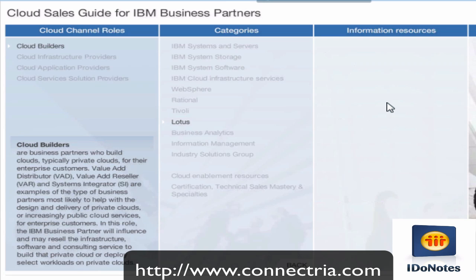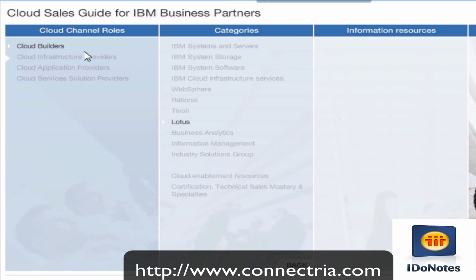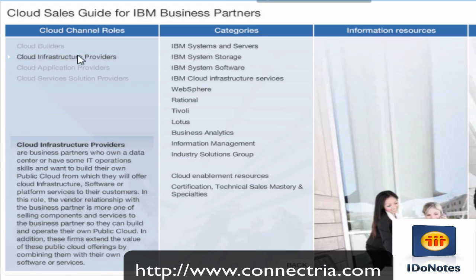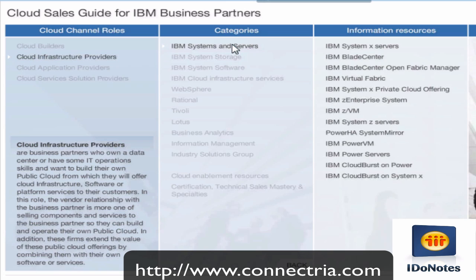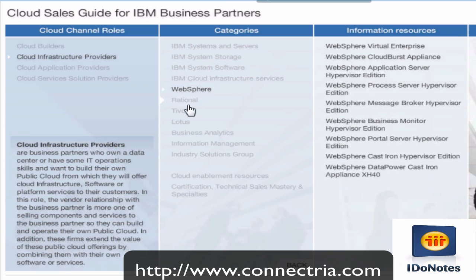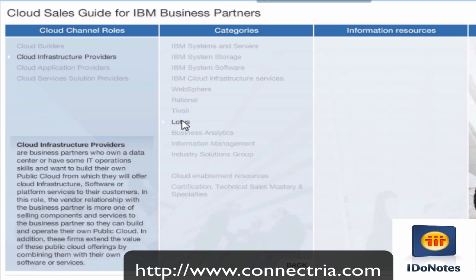So I said, okay, not a problem. There are some other resources below. What if I'm an infrastructure provider, a partner who owns a data center, which is us, and we want to build our own public cloud, which we've done for years. Same thing again. There are servers that are there. There's no storage or software, but there is infrastructure services, WebSphere, Rational, Tivoli again. Lotus is empty again as an infrastructure provider because the hosting code that's available for Lotus Live isn't a partner-based code, it's a Lotus-only based code. So that's one of the things, the infrastructure provider.